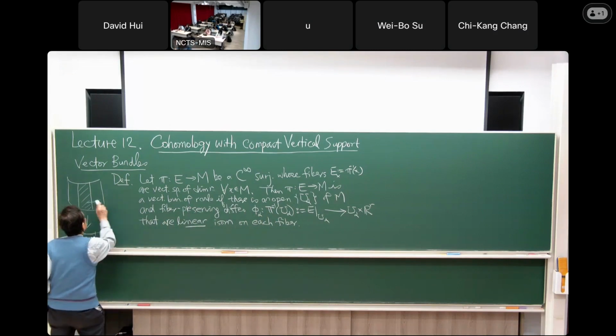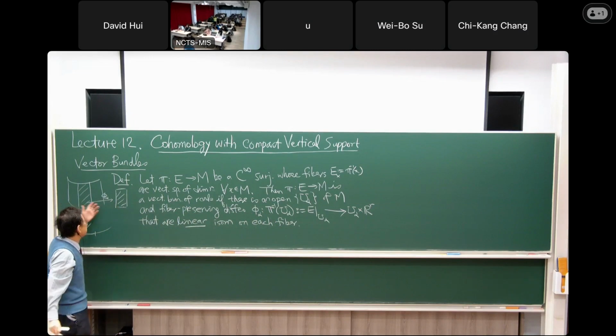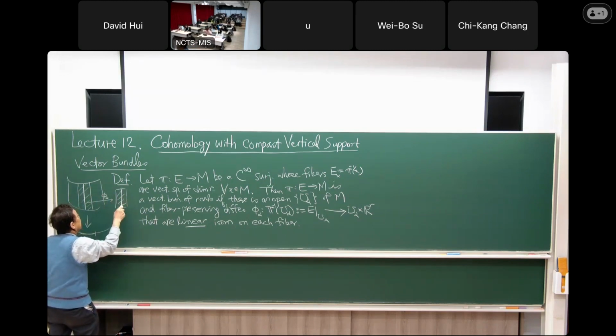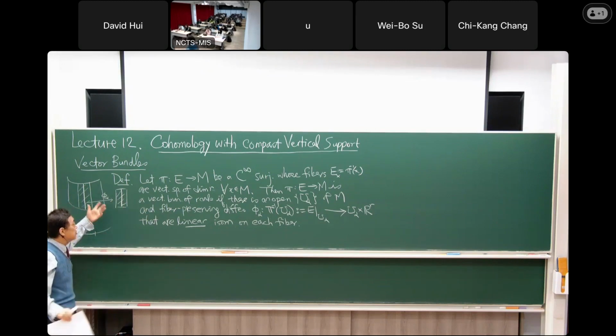And then the diffeomorphism that gives you the open set as a product has to be linear on each fiber, okay, because each fiber is a vector space. Okay, so that's a vector bundle.